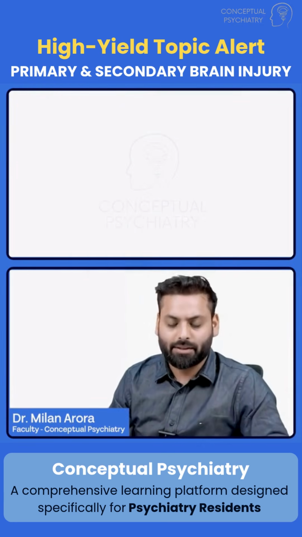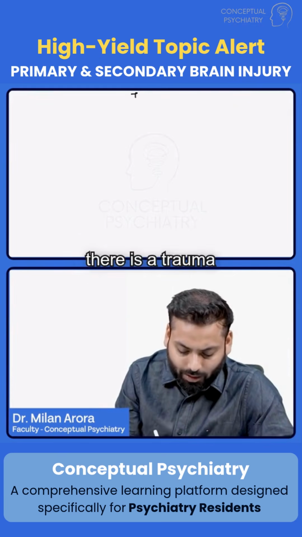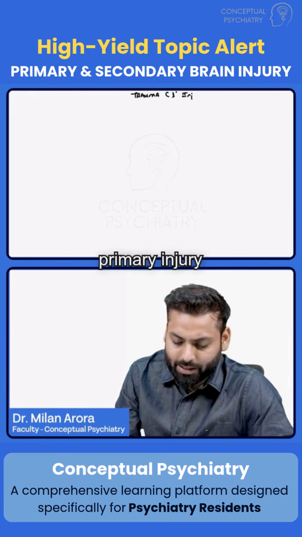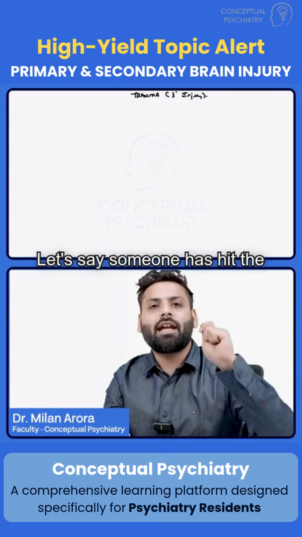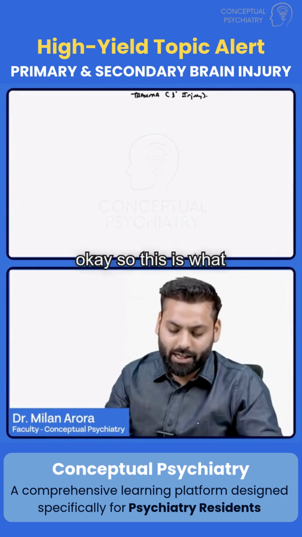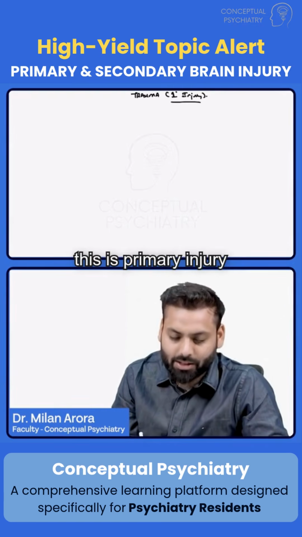So what happens is there is a trauma, which we will call primary injury. Let's say someone has hit another person with a stick on the head. Okay, so this is primary injury.